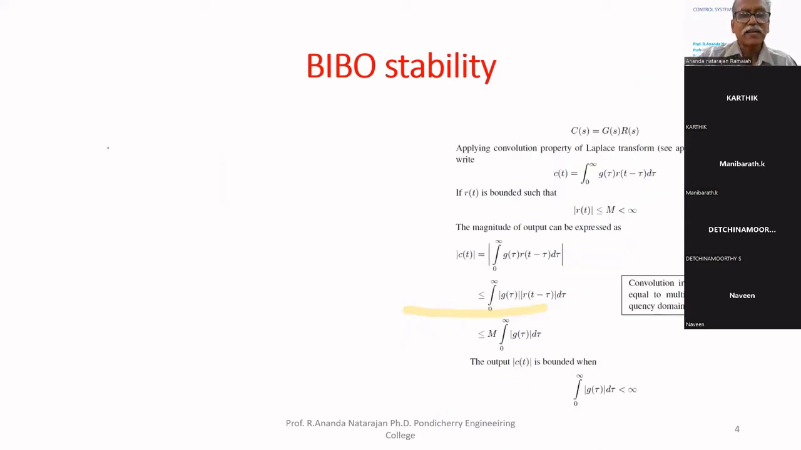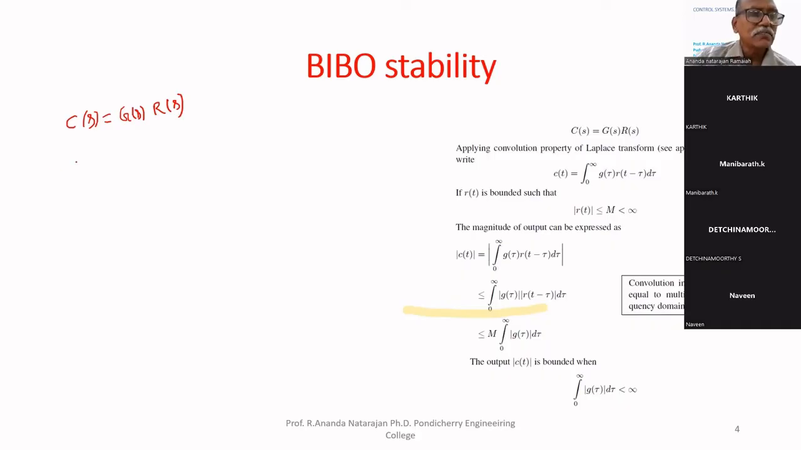Mathematically, how can we explain BIBO stability? What is C of S? C of S, the output, equals G of S multiplied by R of S, because R of S is the input and G of S is the system.